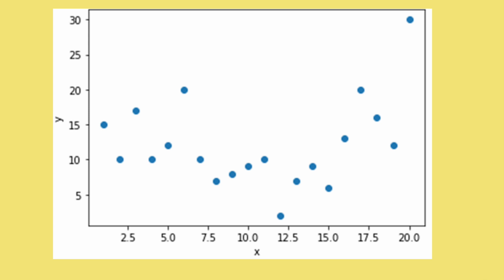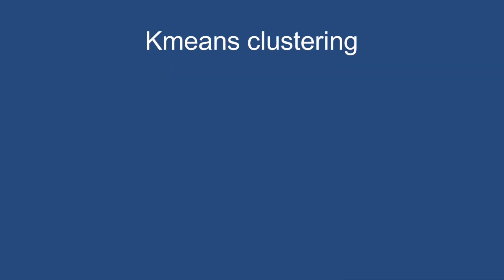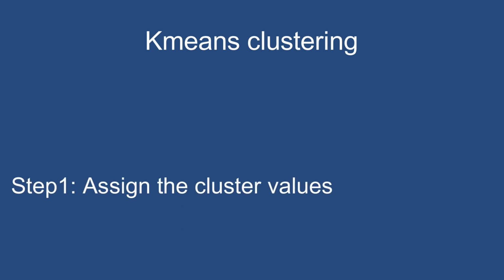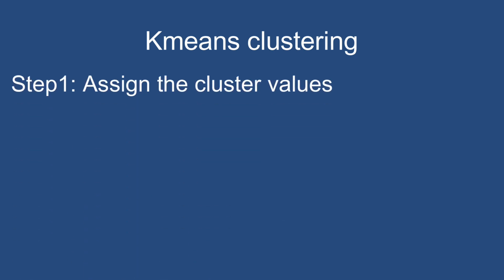Before the coding part, I want to explain this algorithm in a stepwise manner so you can easily relate to this algorithm when you are writing the code. For implementing the K-means clustering algorithm, there are some steps you need to know. Step 1 is assign the cluster values. In this step, we have to determine how many clusters we want.